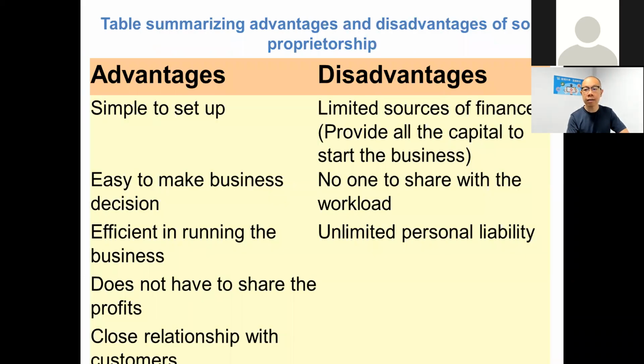And you can see in this table here, clearly laid out, these are the advantages and disadvantages of a sole proprietorship. Let's have a look at the left-hand side, the advantages. 1, it is very easy to set up. All you need is basically fill in a form with your Hong Kong ID card, pay some money, and you're done. And it's very easy to make business decisions. Why is that? Because you're only one person and therefore more efficient.